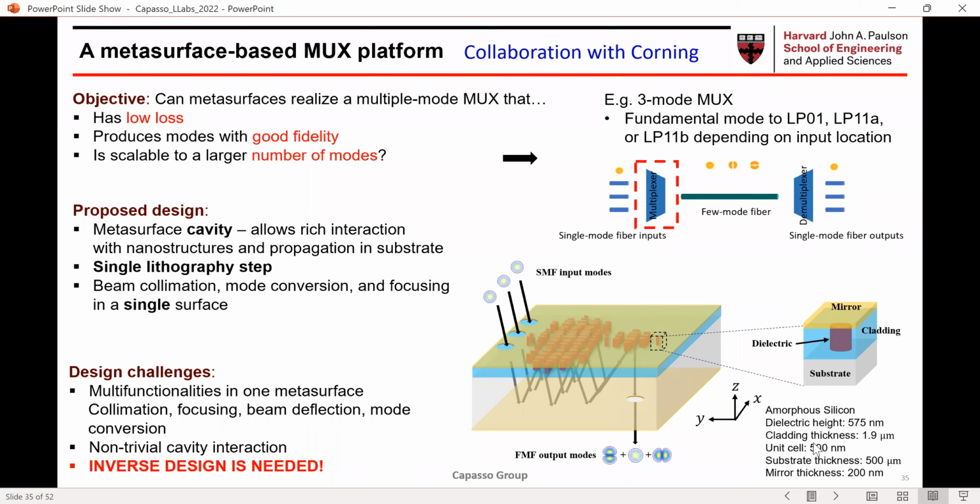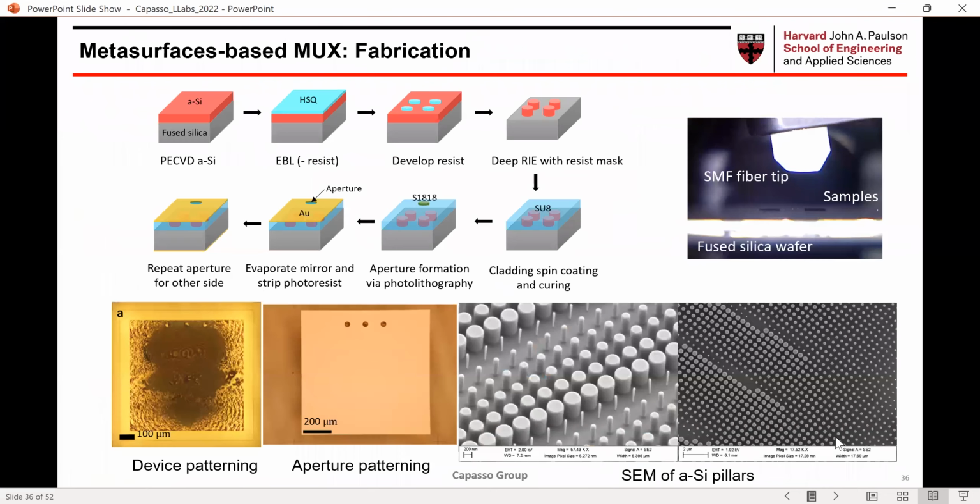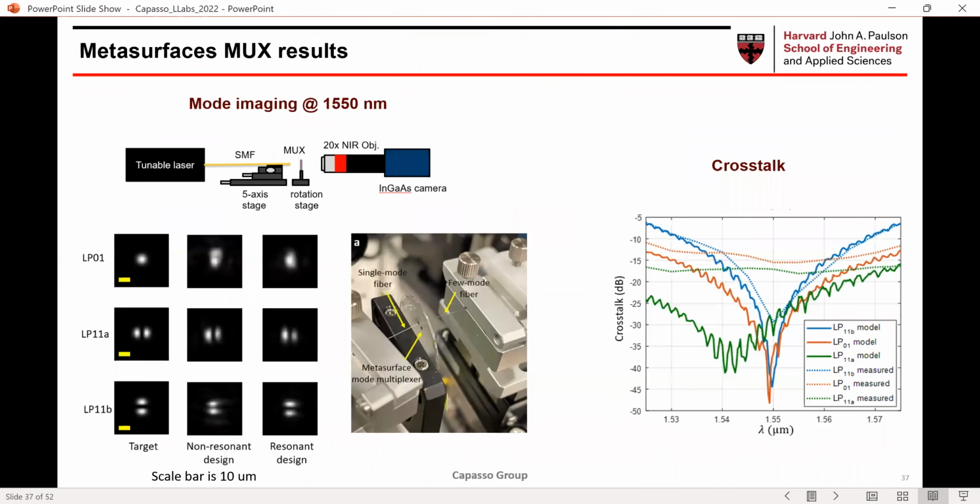These are the dimensions, and this is the process. It took quite a long time to develop it to our satisfaction. And what we did then at the end is the mode imaging. So these are the target modes. We use 2 types of design, and these are the optimum design.